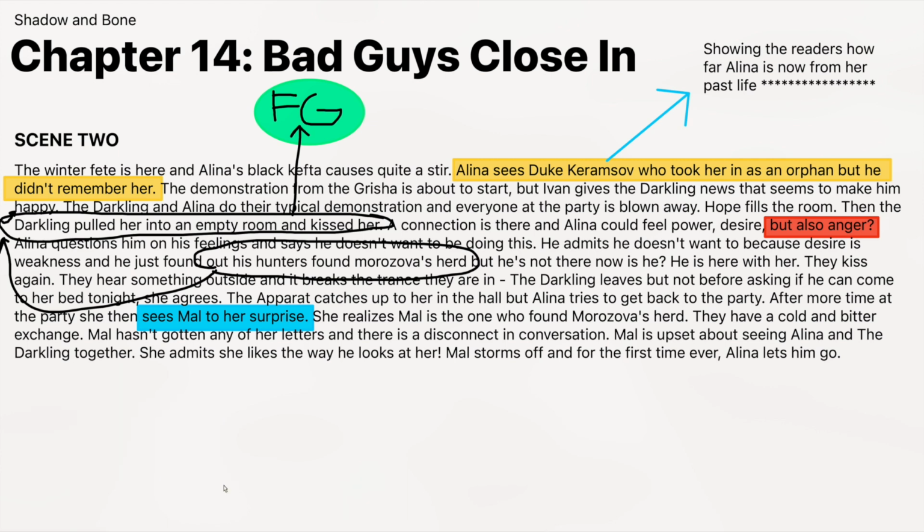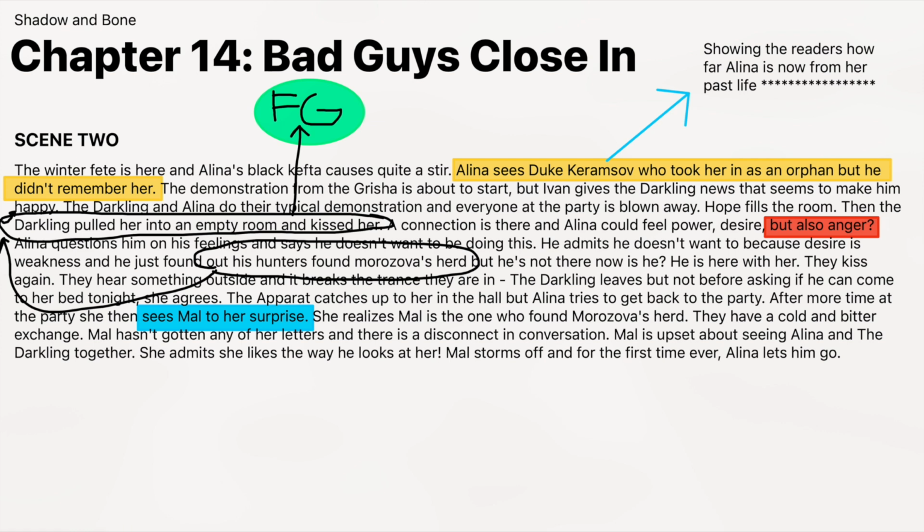They have a cold and bitter exchange. So it's tense. It's not good. Mal hasn't gotten any of her letters and there is a disconnect in conversation. Mal is upset about seeing Alina and the Darkling together. He didn't see them kiss, but he says, I saw the way you were looking at each other on the ballroom floor. She admits that she likes the way he looks at her. They get into a huge argument and Mal storms off, and for the first time ever, Alina lets him go without running after him.